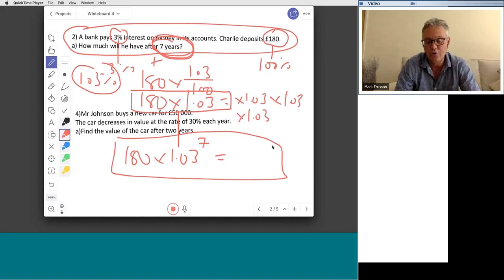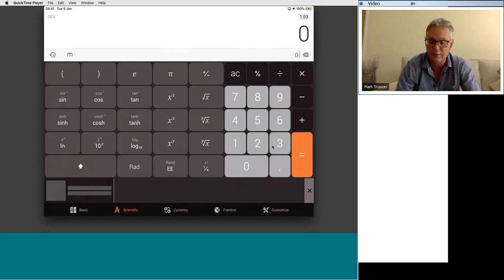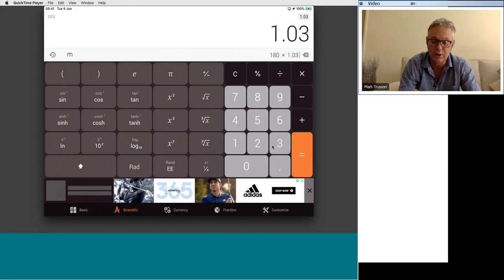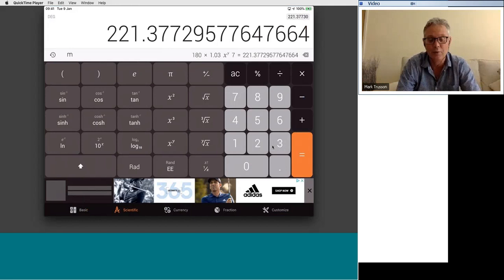So if I go to my calculator, I can do that really, really simply. So I've got 180, that's my original sum, times 1.03, which is my percentage, and then I'm going to use my power button here because I'm going to multiply it by itself seven times. I'll end up with a grand sum of £221.38 if I round it up, because we're dealing with pounds and pence. 221.38.